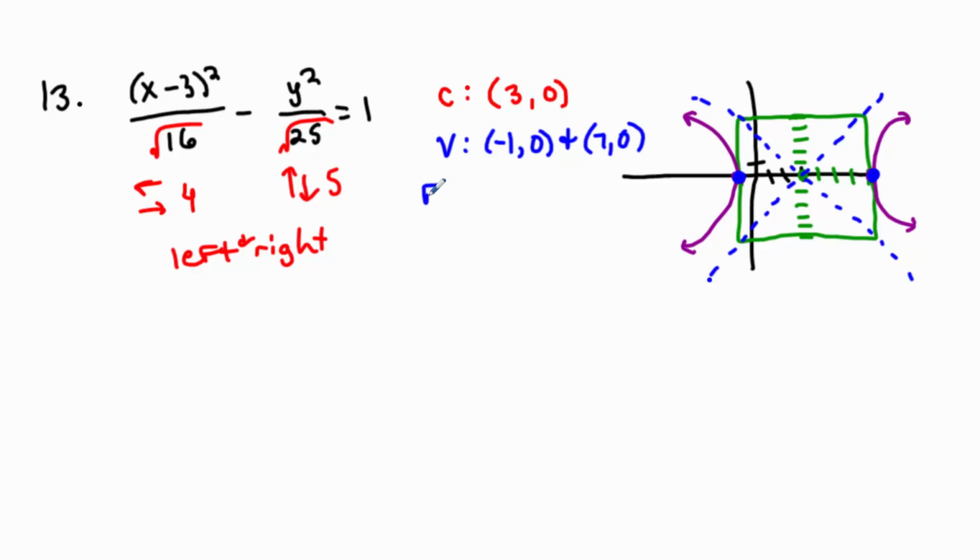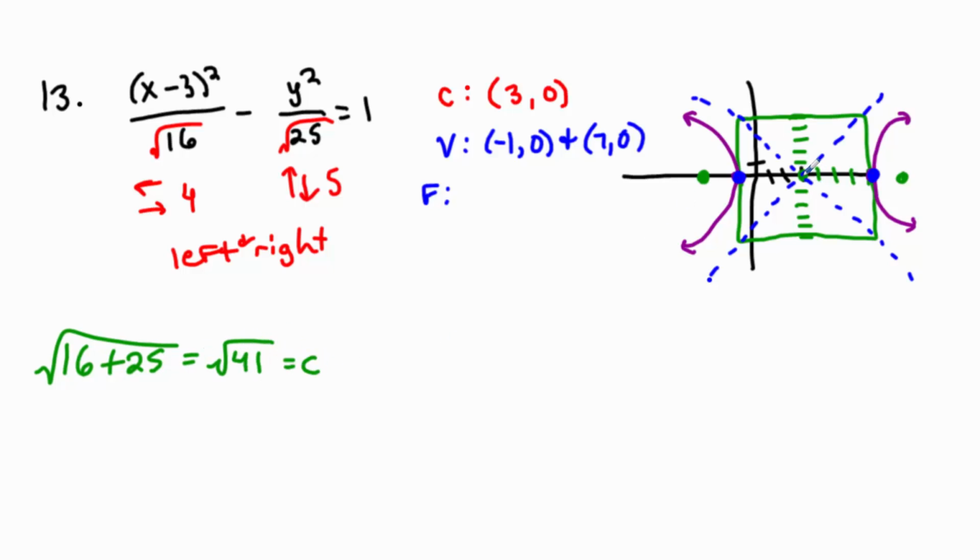My foci, I don't know necessarily what they are at this moment, but I know that one of them is over here on the left, one of them is over here on the right, at points bigger than -1 and 7, like more to the left than -1, more to the right than 7. To figure out how much they are out, we are going to have to look at 16 and 25. There's a minus sign between these, so we're actually going to add 16 plus 25 and square root, which gives us the square root of 41.